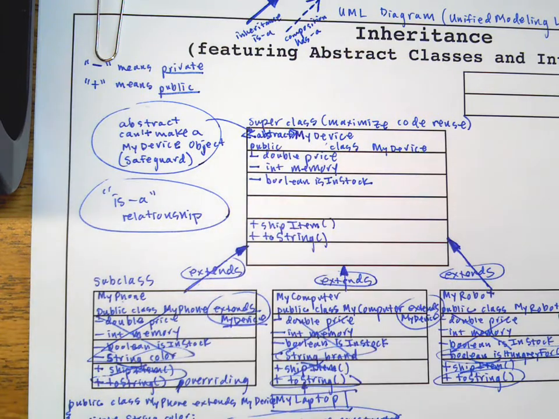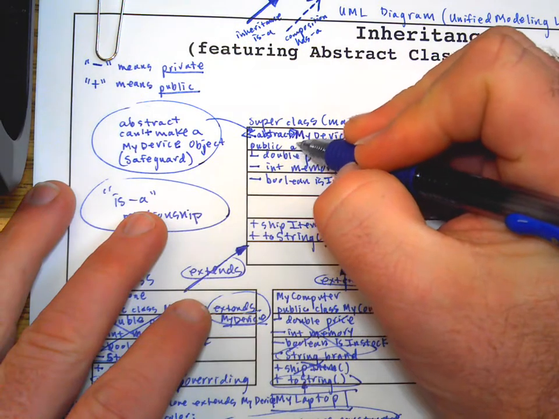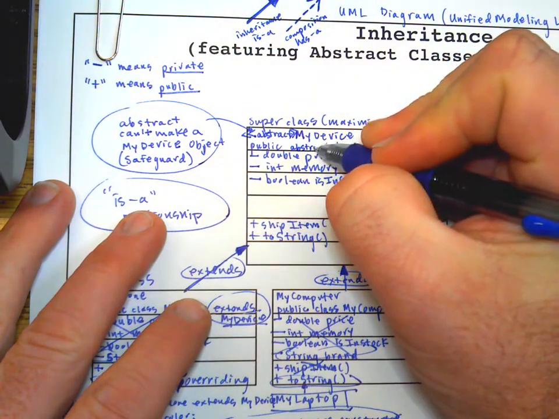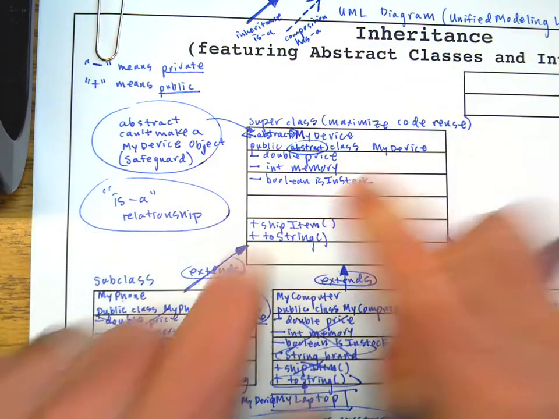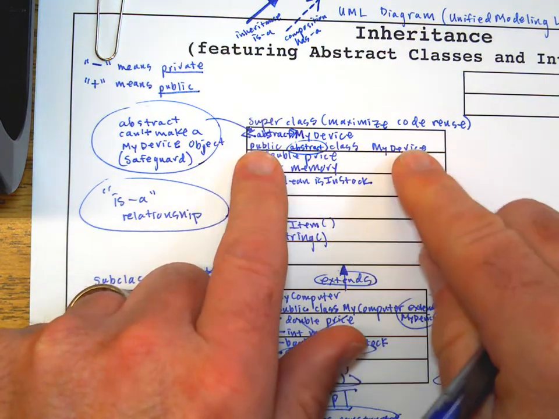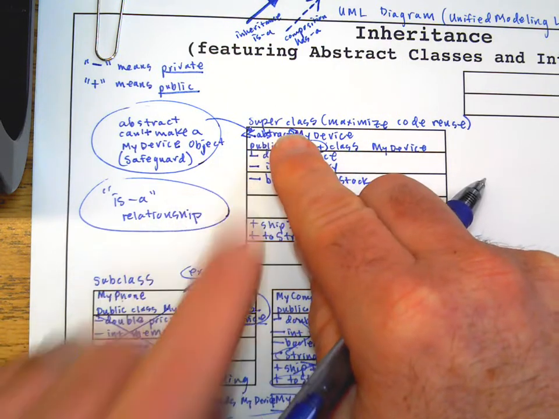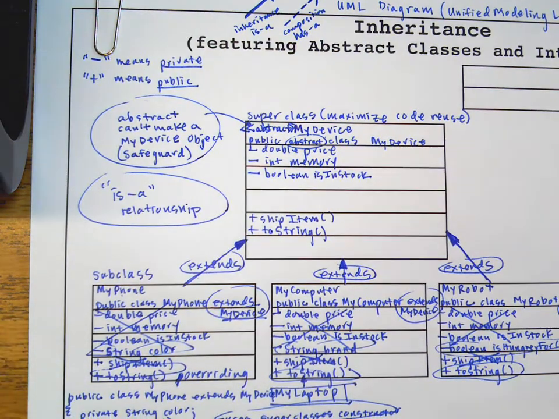The way you do it in the code is you say public abstract. This is what you're going to add in the header of the class. Instead of just public class my device, we say public abstract class my device. This is what will show up in BlueJ. That idea on its own won't change anything in P5D.